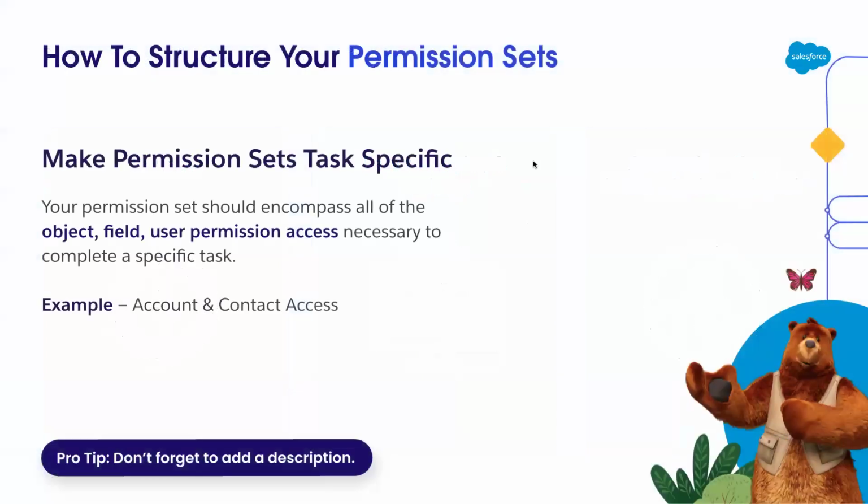So let's talk a little bit how to structure your permission sets. Your permission set should be what I consider task specific, or what we call in product a job to be done. So your permission set should encompass all of the necessary object, field, user permission access, as well as record types, tabs, and things to complete a specific task. So something like account and contact access. And now you can put all of the access in here, and we'll talk about how to minimize what a specific persona gets through permission set groups.